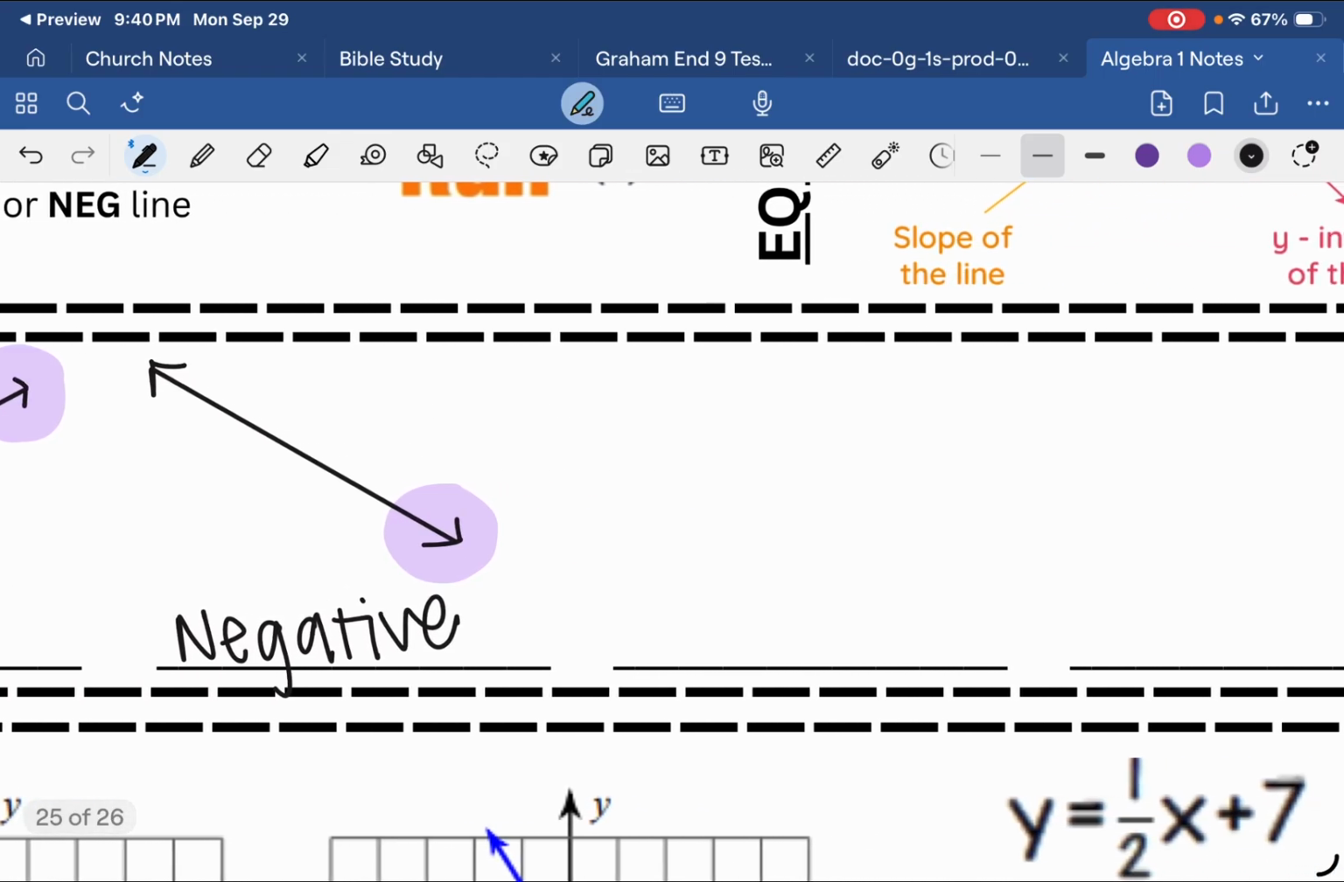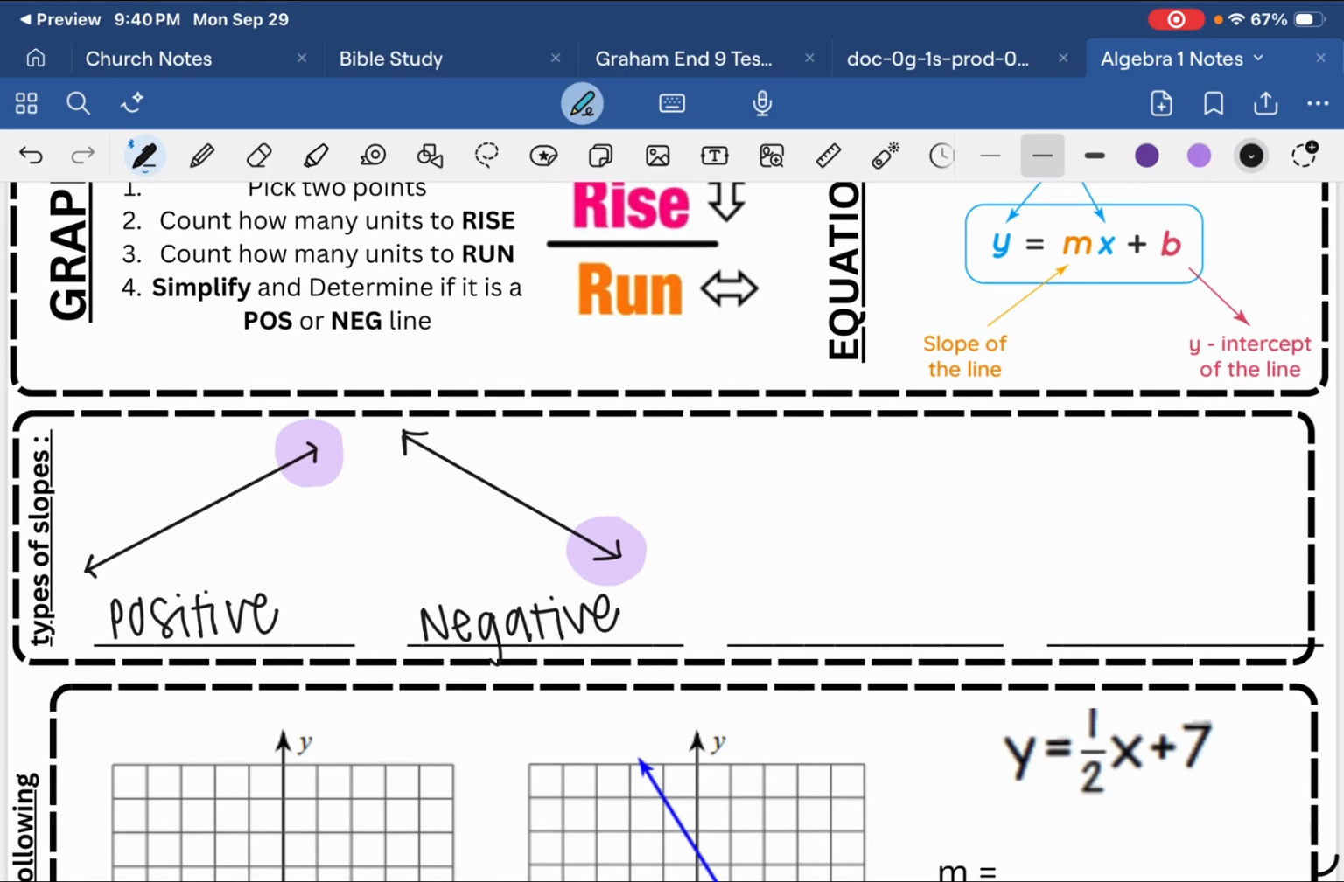Can anyone tell me what the last two slopes might be? So one of them is a line that goes horizontal, and the best way I remember this is the letter Z for 0. This is a 0 slope because it rises none.